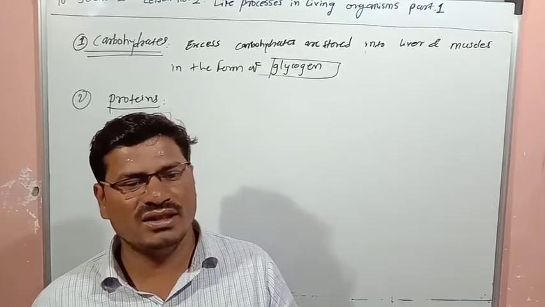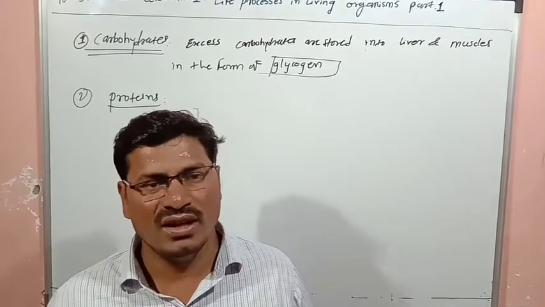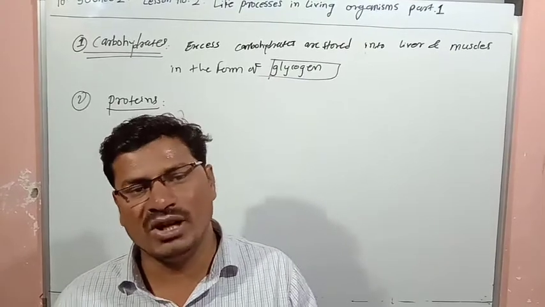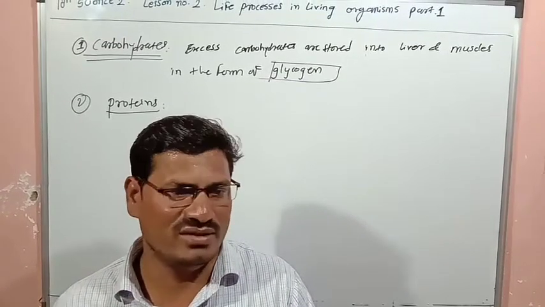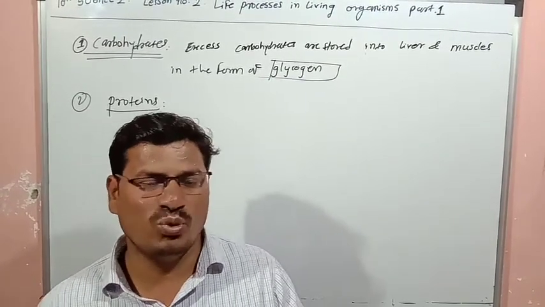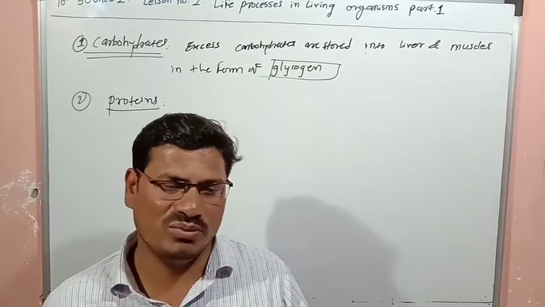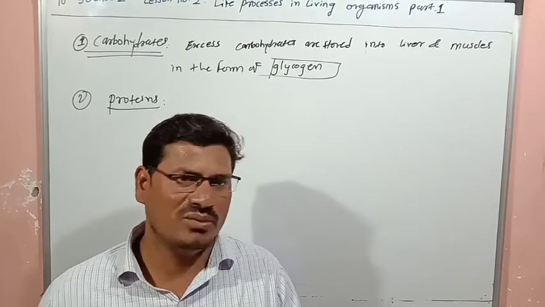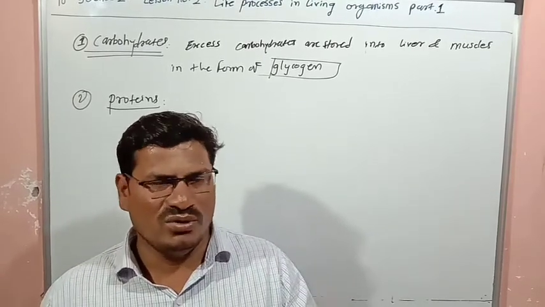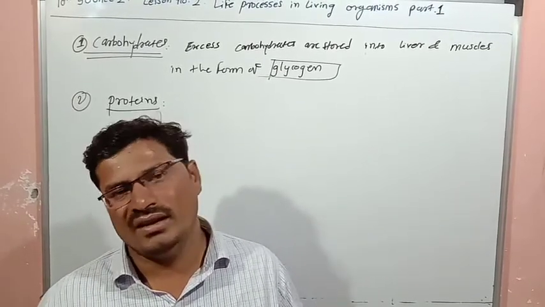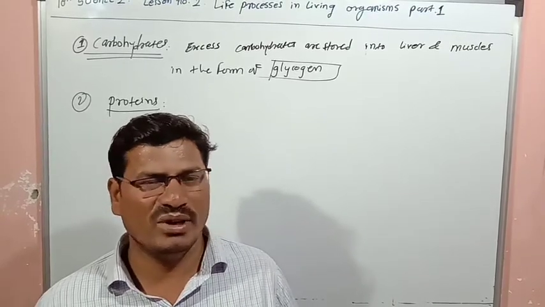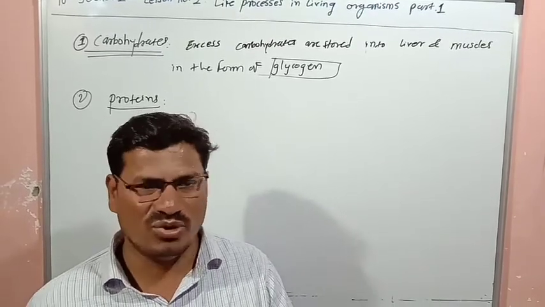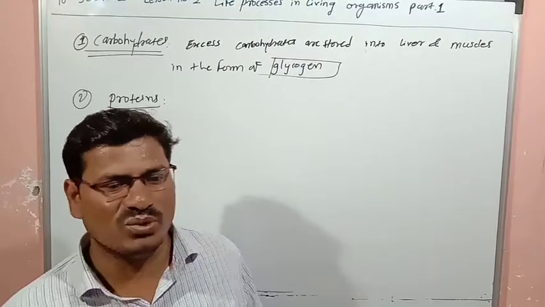Again, the next thing is the muscles. In the muscles, actin and myosin are the two proteins which help in the movement of the muscles. And the last one is the blood. In the blood, hemoglobin is there, and antibodies are there. These proteins are produced from amino acids.